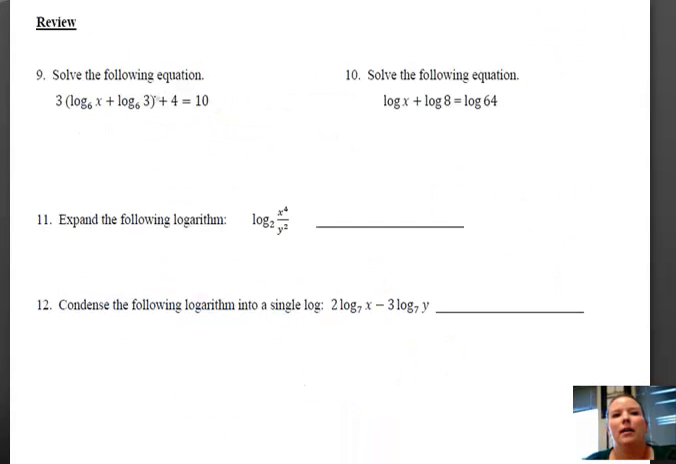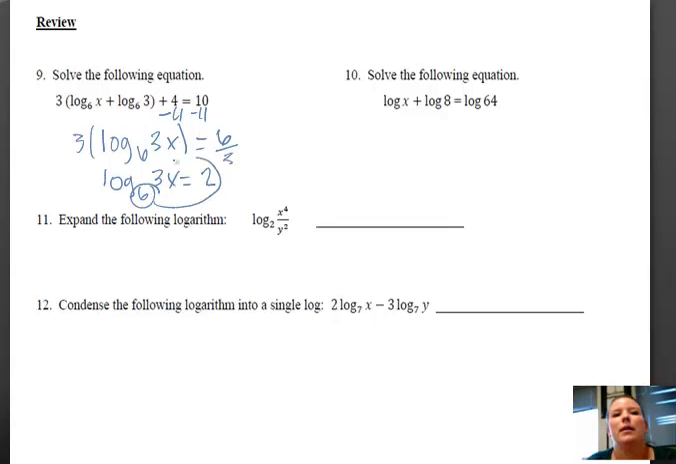Alright, next problem, solving logs. You remember, you always want to get the log by itself. So I'm going to subtract 4 to start. I'm going to go ahead and condense in the middle just so I have less things to write. Because it's being added, they've multiplied. Equals 6, divide by 3. So log base 6 of 3x is equal to 2.